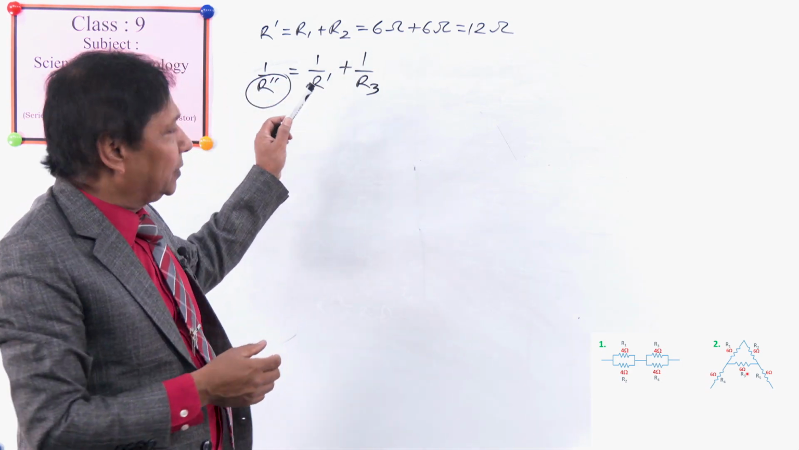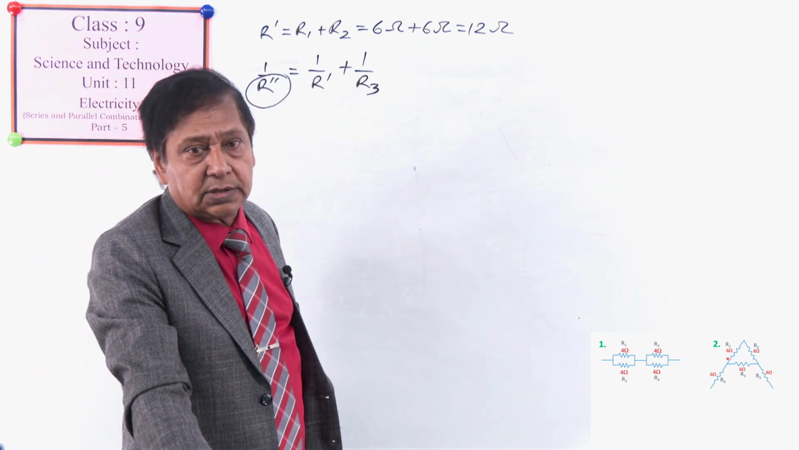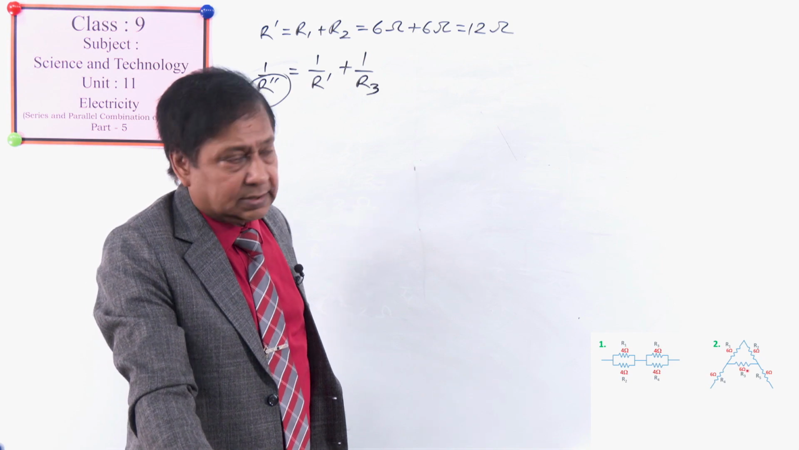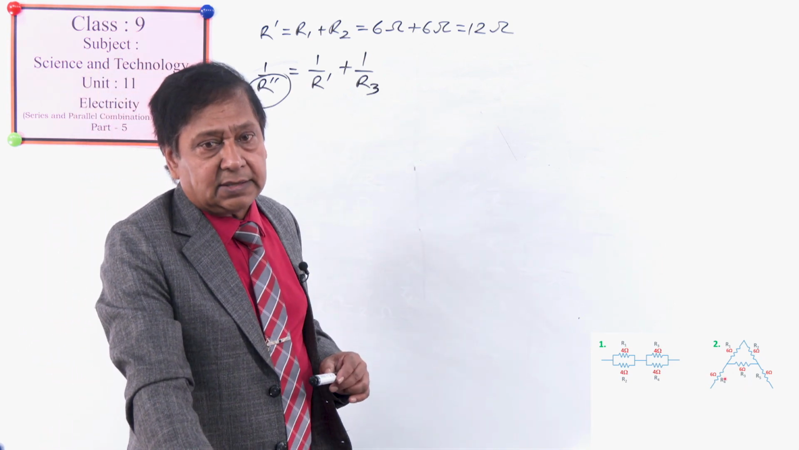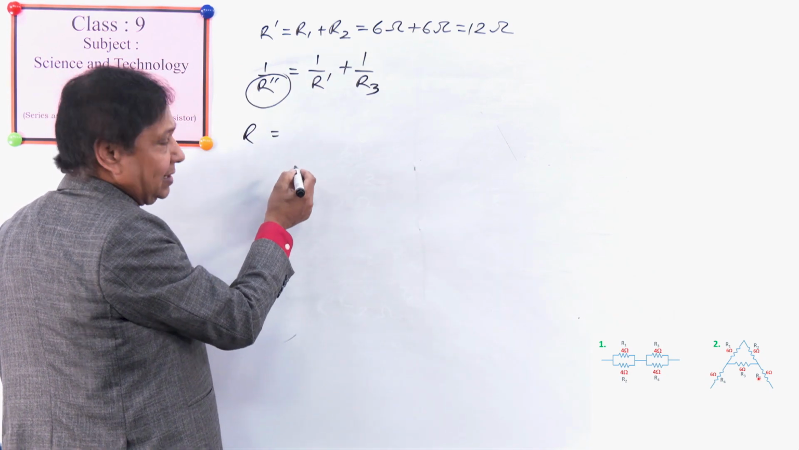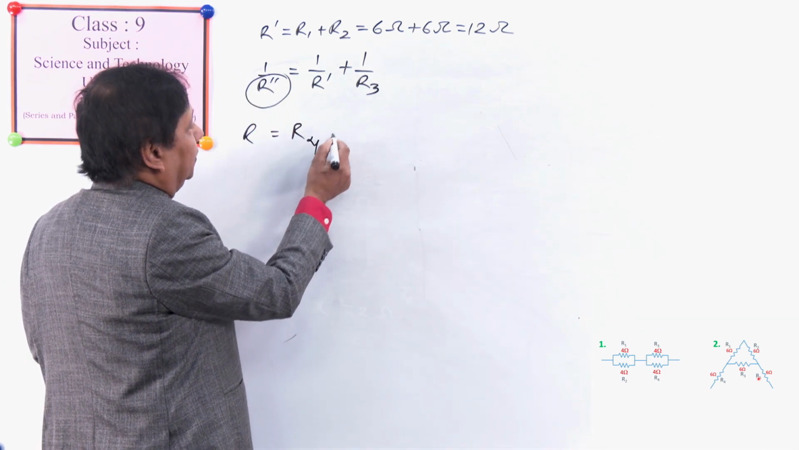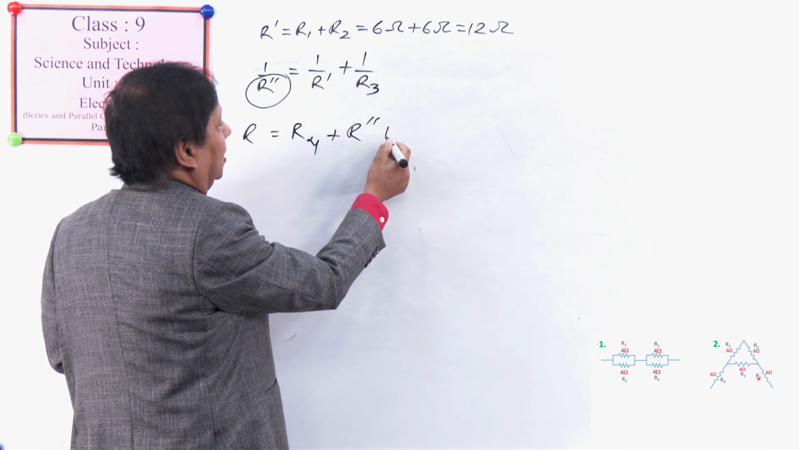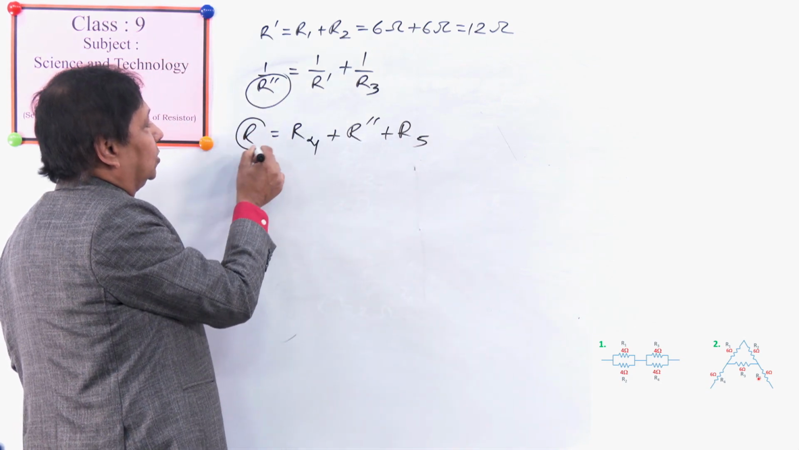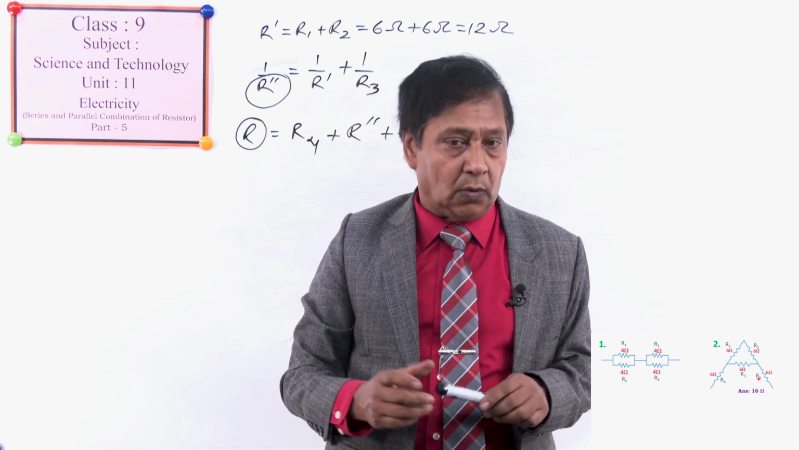Now I don't want to solve each and every one with numbers. This R double dash is the total of R1, R2 and R3. It is in series with R4 and R5. That's why total resistance R is equal to R4 plus R double dash plus R5. This way you can calculate, and you get the total resistance, and the answer comes 16 ohm.